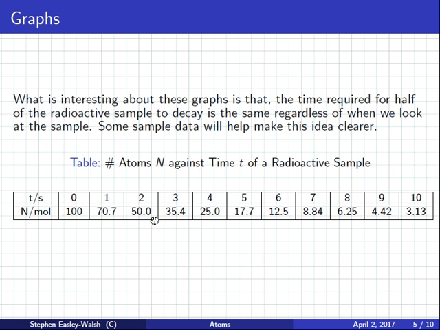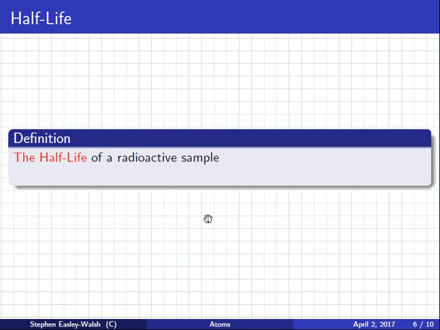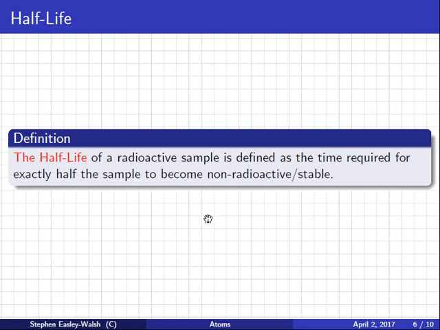Let's start again. Let's say I start at 50. How long until I have half that amount left? 2 seconds again. Do you see what's happening? Every time 2 seconds has passed, it's halved, regardless of how much you have at the beginning. It'll take 2 seconds to half whatever you have. So this is the concept we're coming into next called half-life, which is the time required for half the sample to become stable. In other words, for half of the radioactive substance to decay.